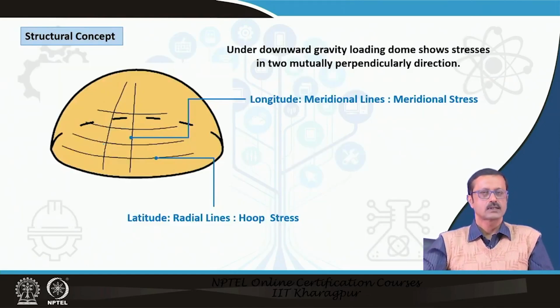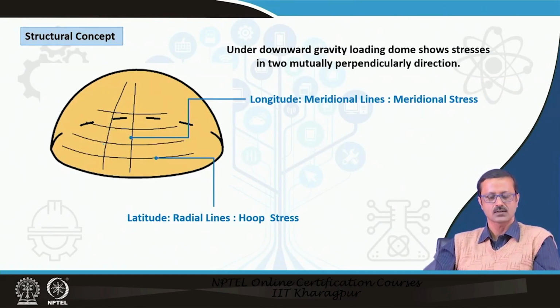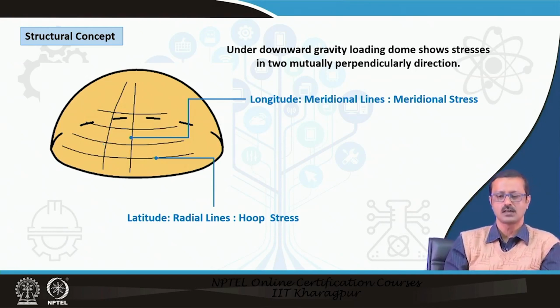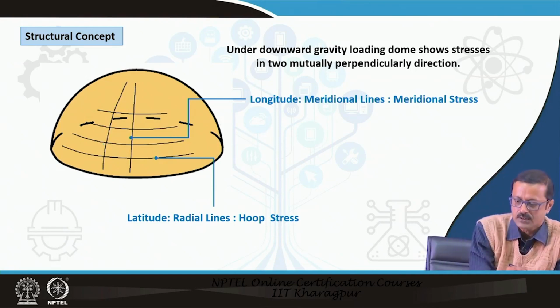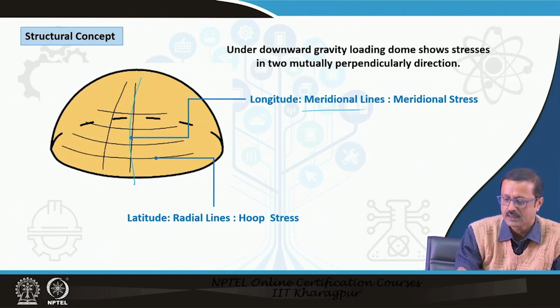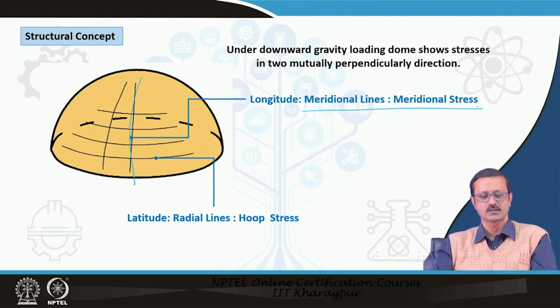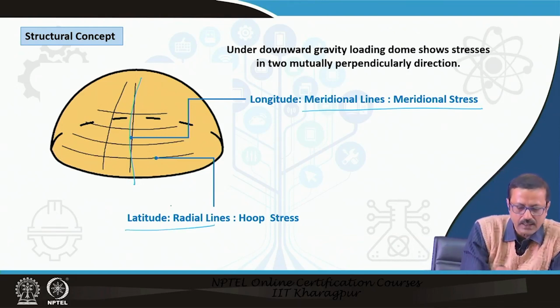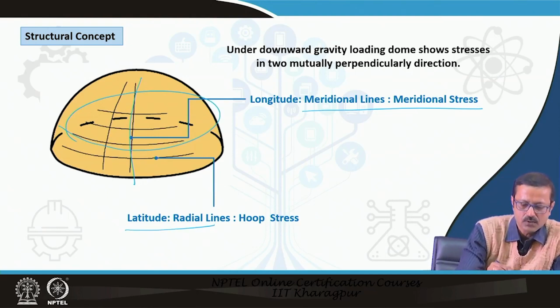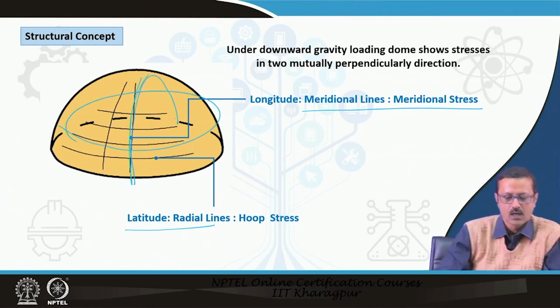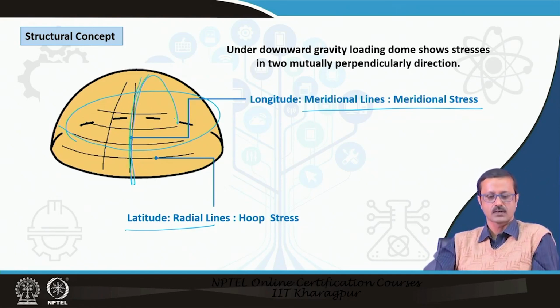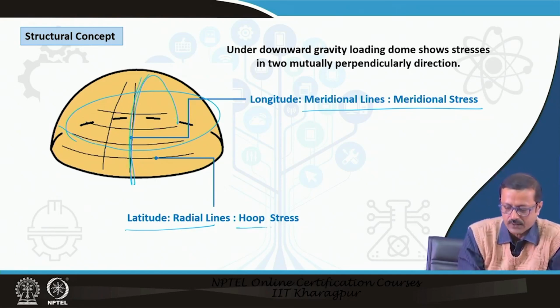So, let us go to some of the structural concepts of the dome. If you see the dome, there are lateral lines and longitudinal lines, called latitude and longitude. From the longitude point of view, the longitudes have meridian lines, and there are meridian stresses. The latitudes are the radial lines, which are full circles, and those meridians are half circles. The full circles are taken care of by hoop stress.